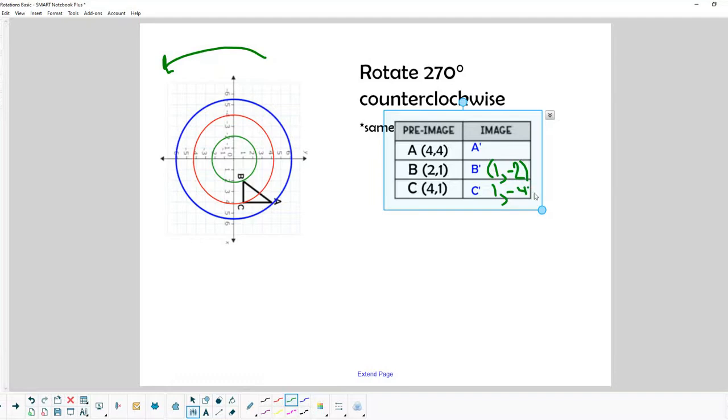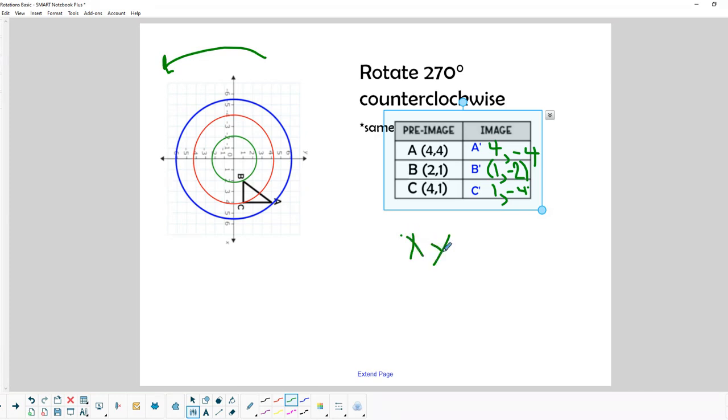All right, so what did we see that was again? 1, -4. And A prime was 4, -4. All right, so what seems to be happening here? Well, it looks like we're switching places between X and Y. So let's see if we can write this rule here.